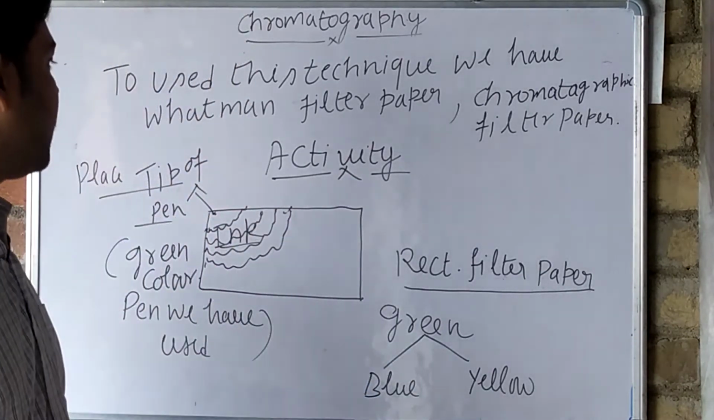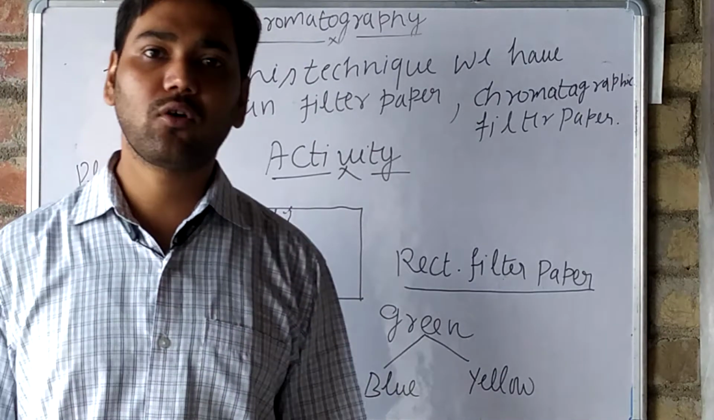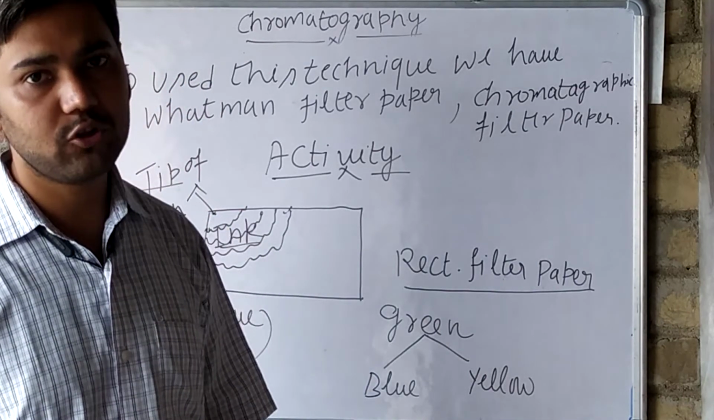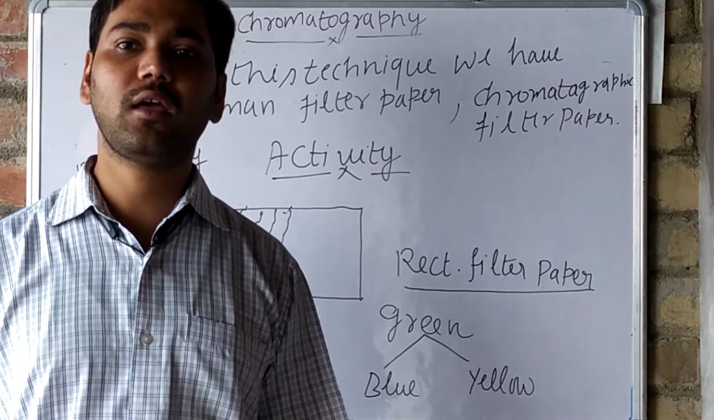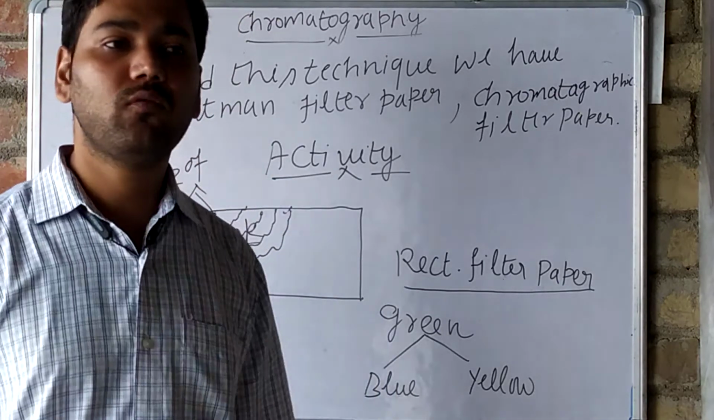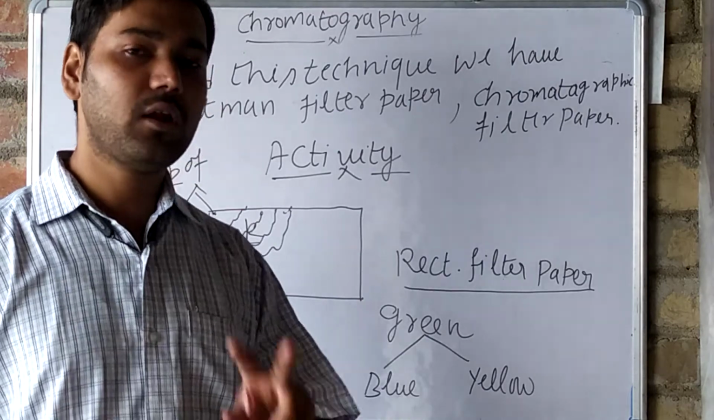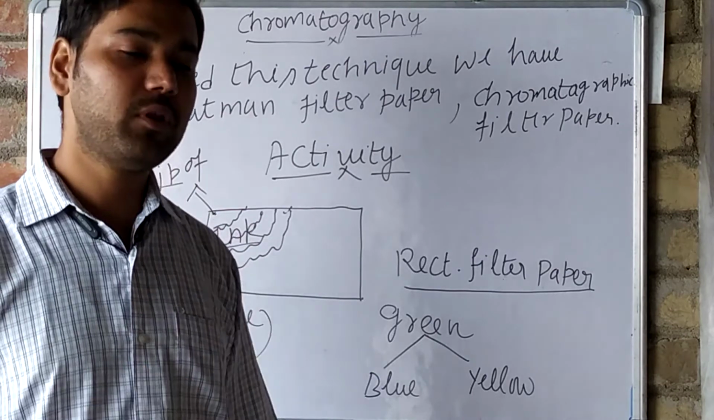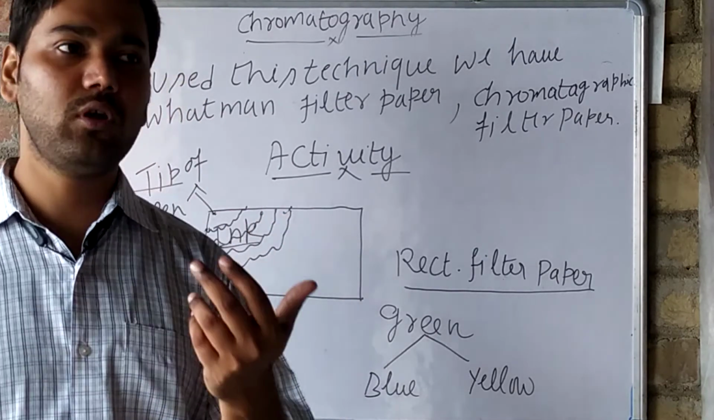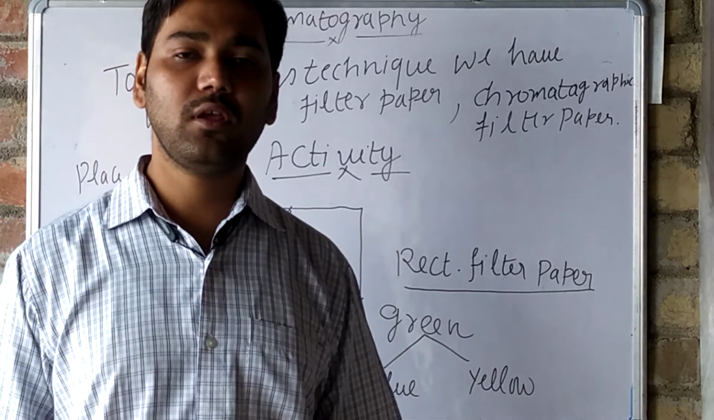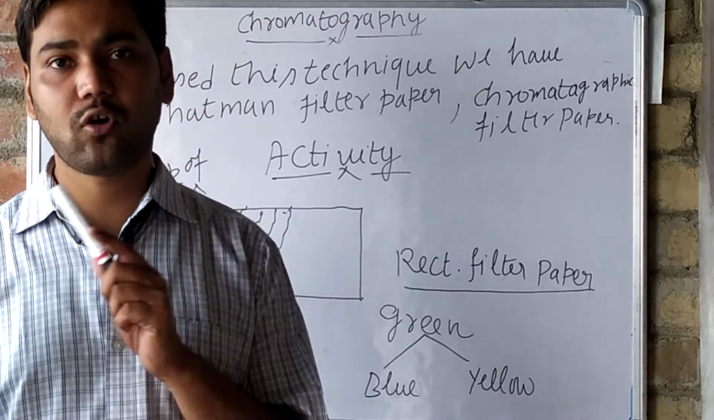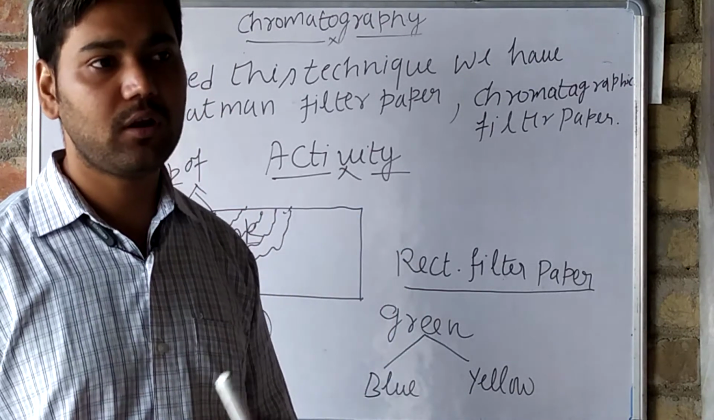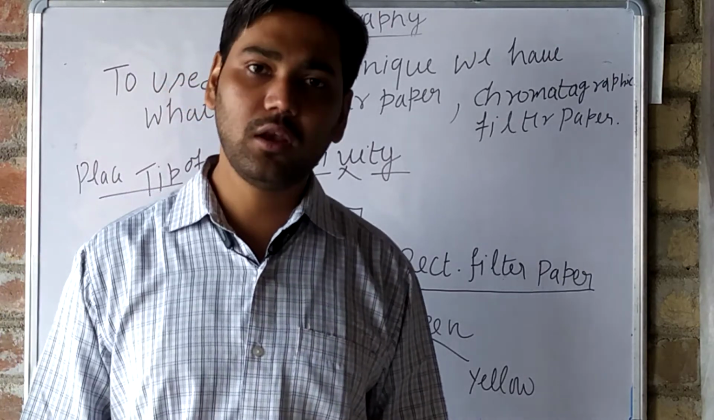Then I have told that chromatography works on the principle of adsorption. Adsorption means sticking. In adsorption there are two things: one is the adsorbate and another is the adsorbent. The adsorbate can be solid, liquid or gas, anything which forms a layer on the adsorbent. The adsorbent may be in gas or liquid form.